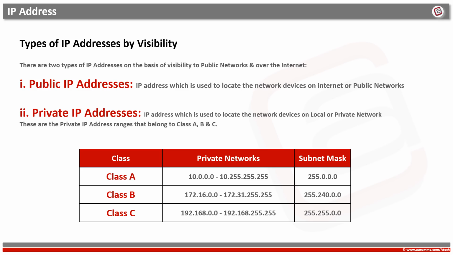Private IP addresses are the addresses which are used to locate network devices on a local or private network. These are the private IP address ranges that belong to class A, B, and C. So basically we have 3 ranges. The first range is 10 dot something, the second range is 172.16 dot something, and the third range is from 192.168.0 dot something. You might have seen these types of addresses when you connect to a local network at your home or in your office.